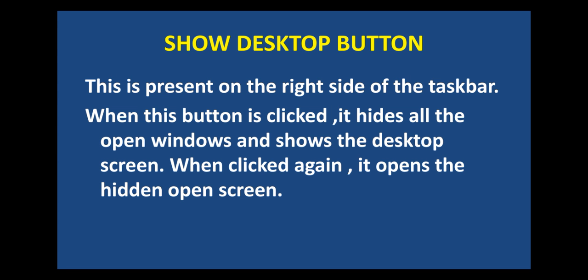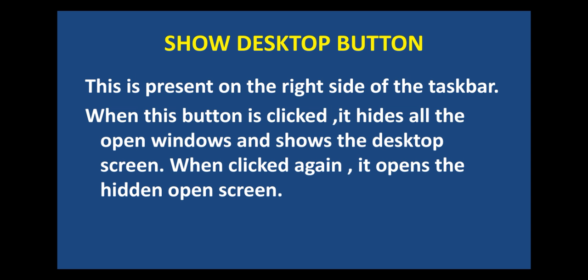Suppose you are working on Microsoft Paint and you click on the show desktop button, immediately what will happen? That entire window of MS Paint will be hidden and you will be brought back to the desktop. So what does the show desktop button do? It shows up the desktop. That means whichever program you are using, it will hide it for some time and it will get you back to the desktop. And again, if you click on the show desktop button, then what will happen?